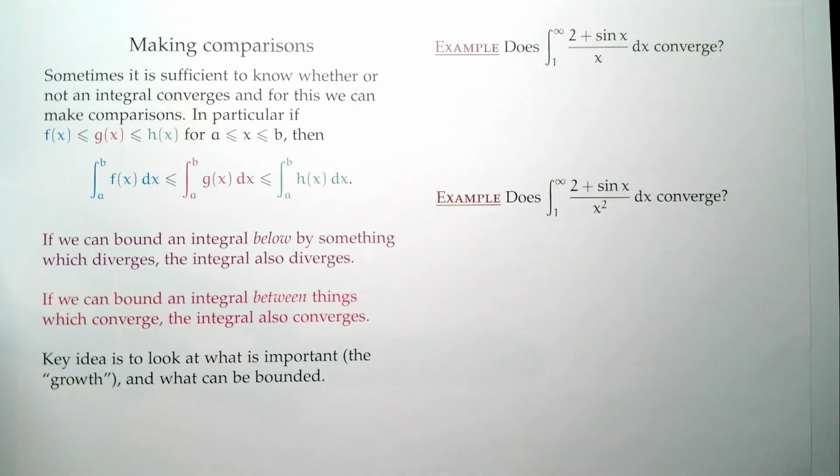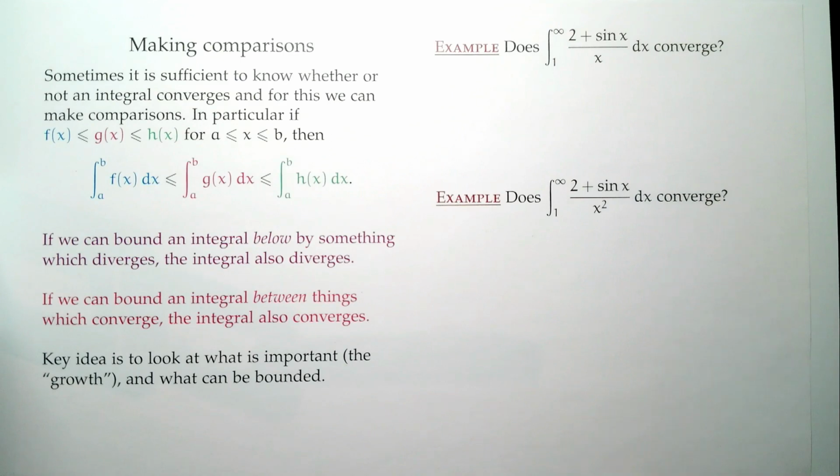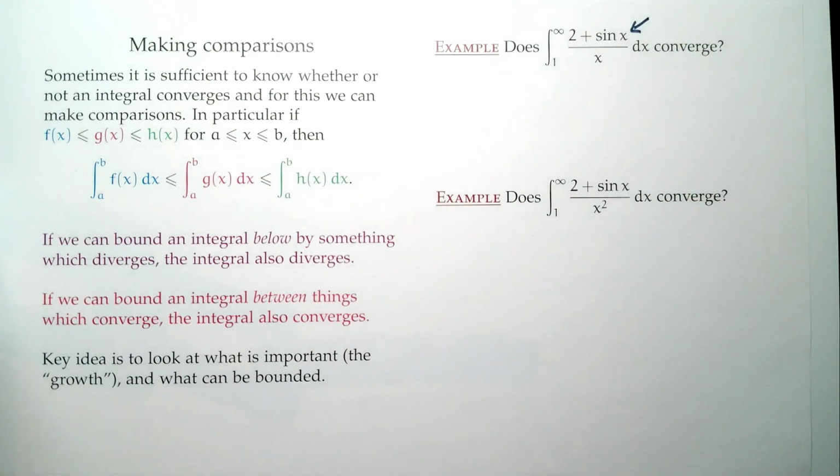So a quick example, because we have time to do this. Actually, a quick pair of examples. Does the integral of 2 plus sine x over x converge? Now, what makes this integral hard? Probably the 2 plus sine x makes it hard. Well, let's think about 2 plus sine x. What's true about 2 plus sine of x? Can 2 plus sine x get arbitrarily large? How big can 2 plus sine x get?